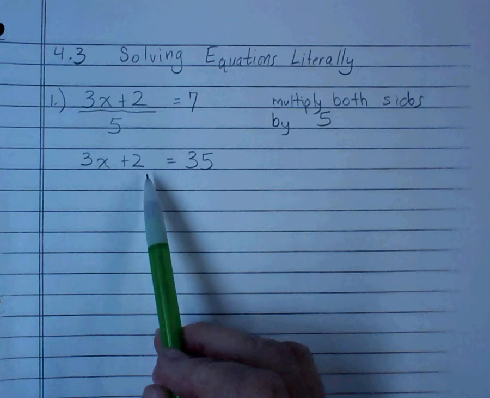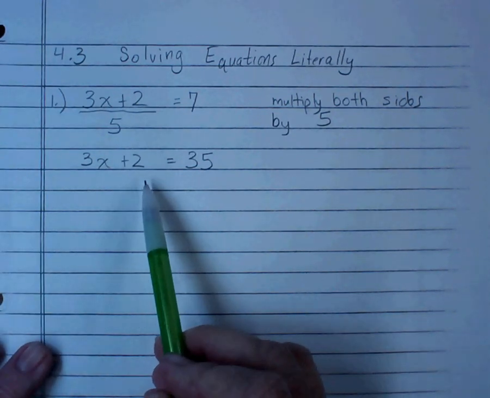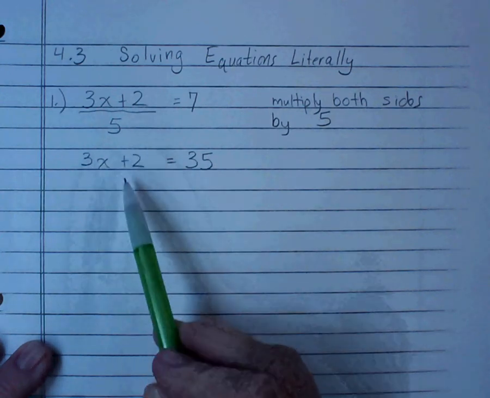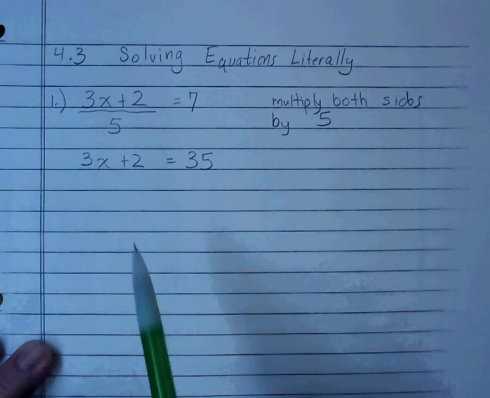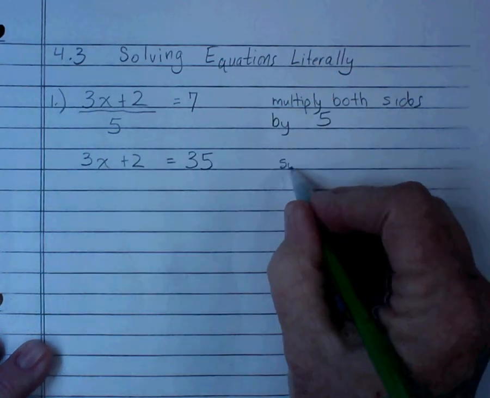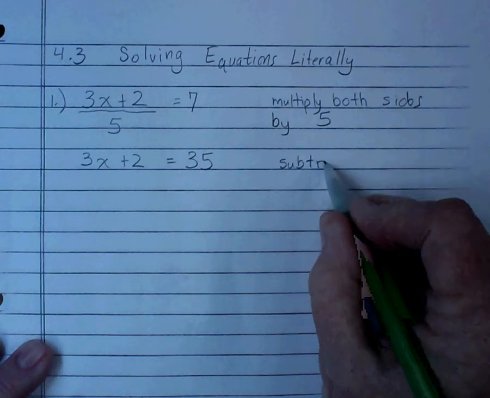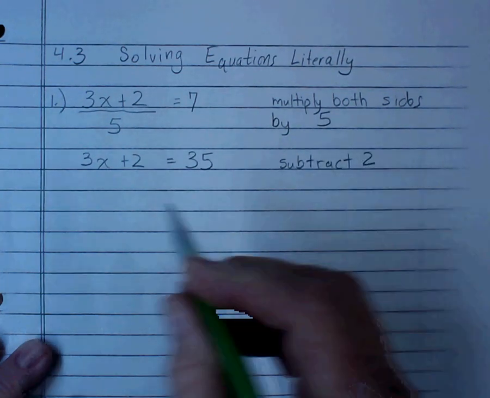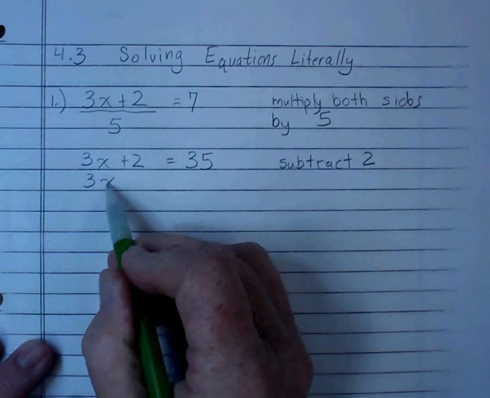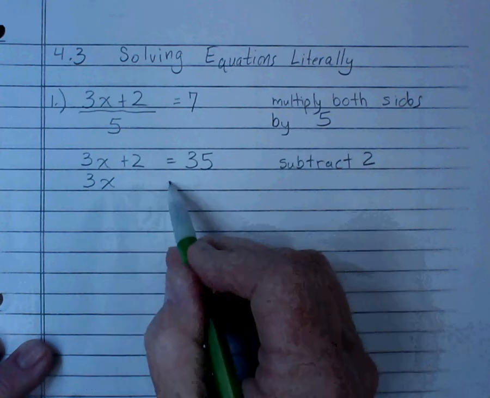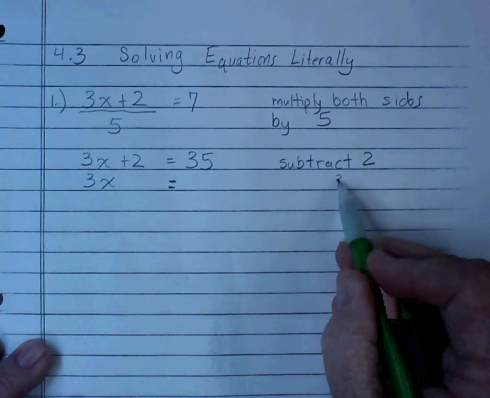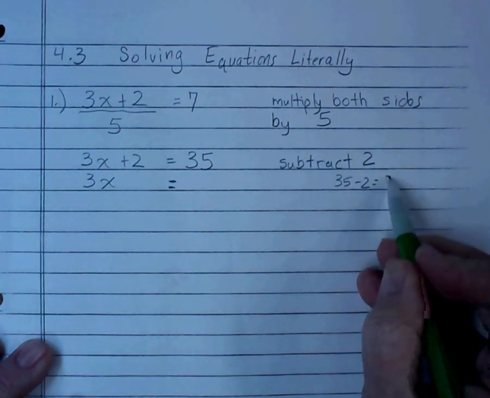one thing you could try to remember, if it helps you, is to do PEMDAS backwards. So when I'm solving, when I'm undoing, I go backwards. So I'm going to do addition or subtraction first. The inverse operation of add 2 is subtract 2. I'm not going to write both sides every time. I'm just going to write what I'm doing. So I'll end up with 3x plus 0. So 3x equals 35 minus 2. 35 minus 2 equals 33.